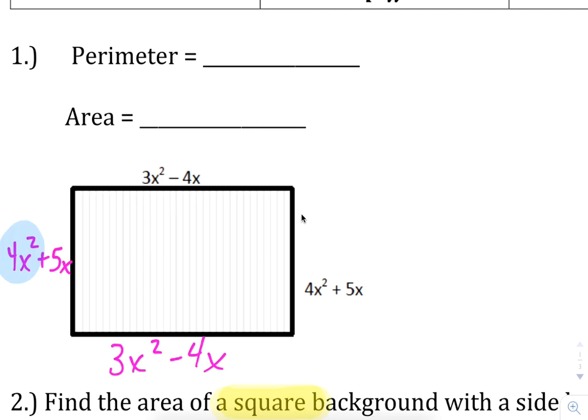So if I have 4x squareds and 3x squareds, that makes 7. Plus 4 more is 11. Plus 3 more is 14. So I have 14 x squareds. I don't change the exponent. All I do is add up all the x squareds.